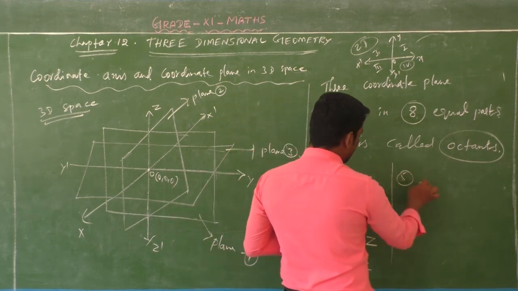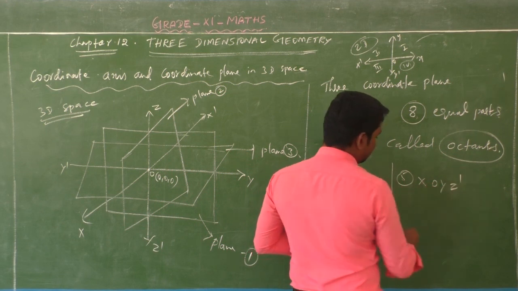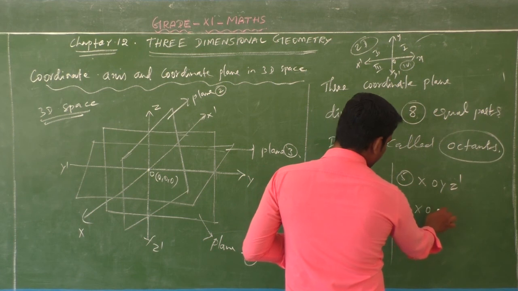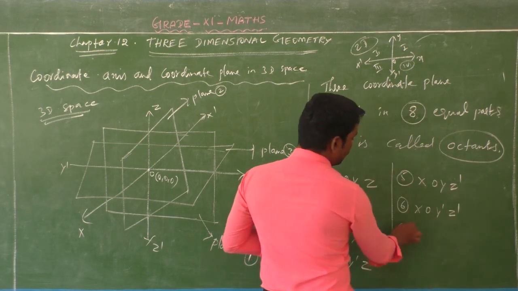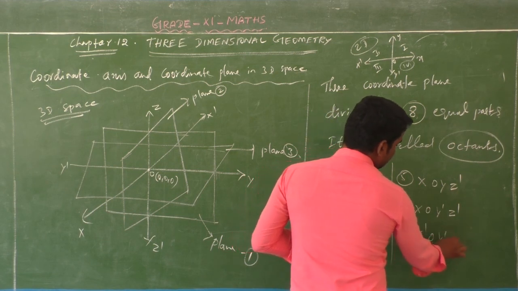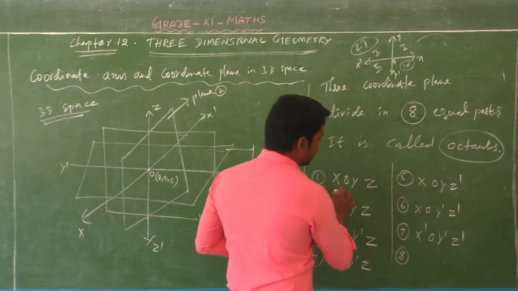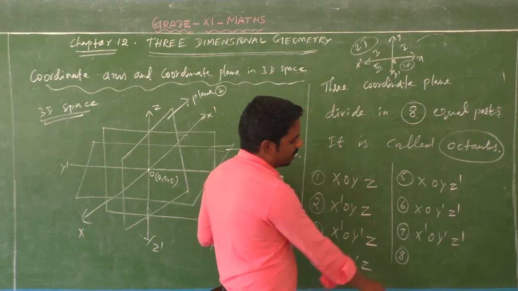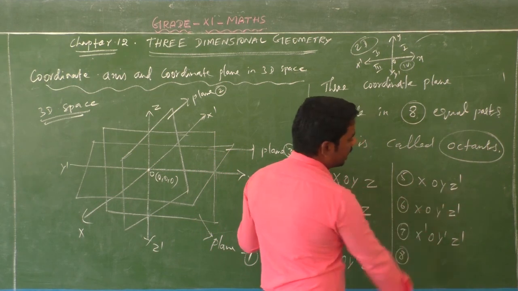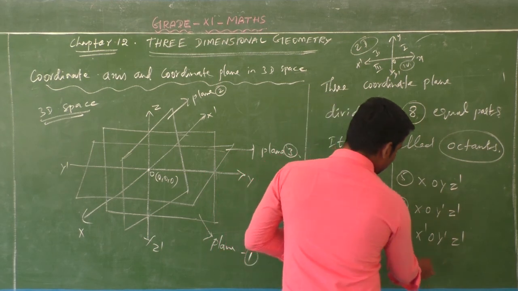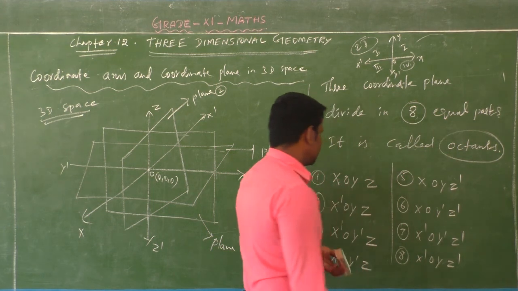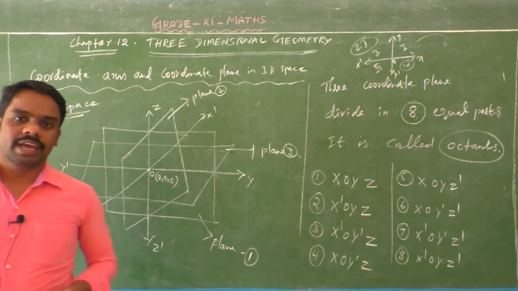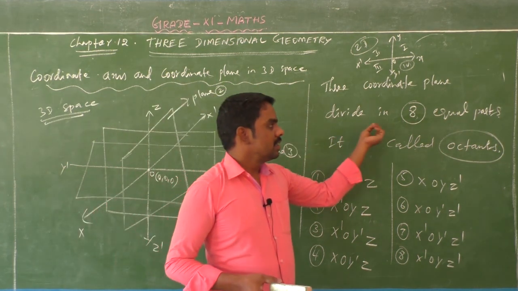Fifth one, XOYZ dash, and sixth one, XOY dash Z dash, and seventh one, X dash OY dash Z dash, and the eighth one, X dash OYZ dash. These are the 8 octants in 3D space. So this 3D space is divided into 8 equal parts, called octants.